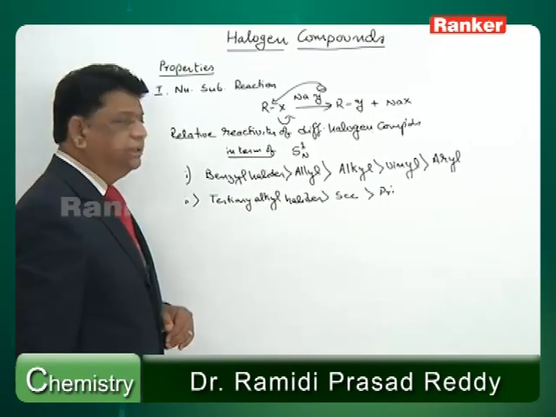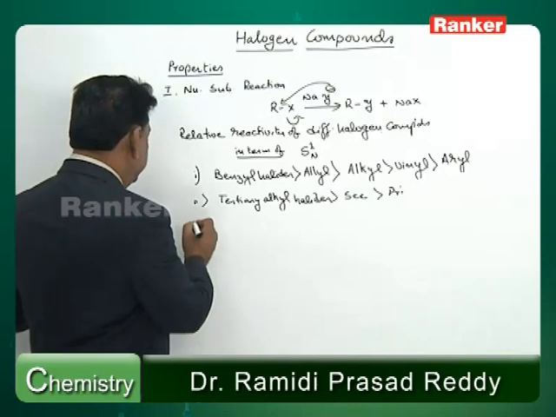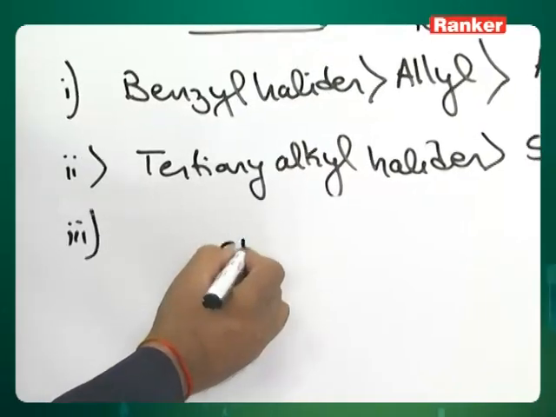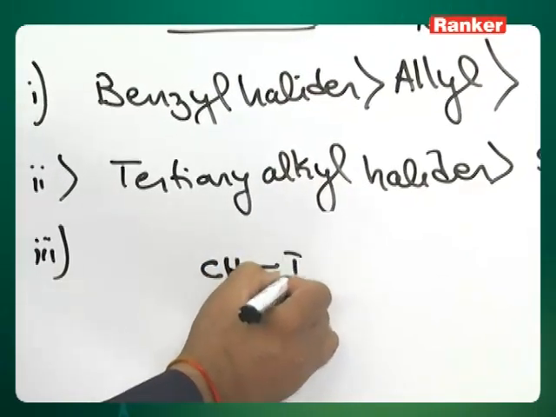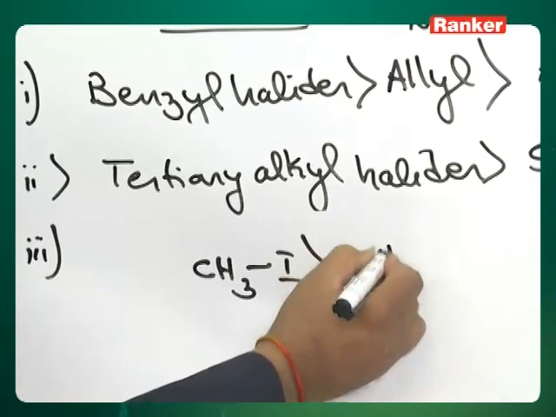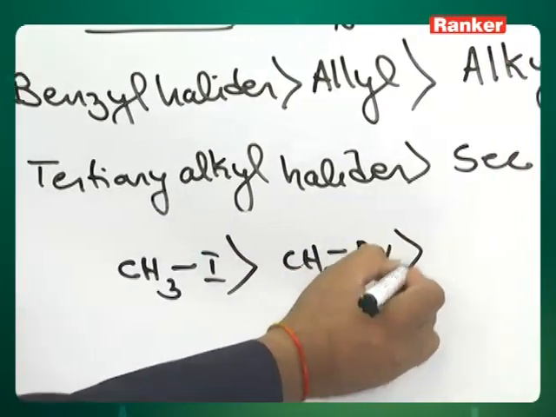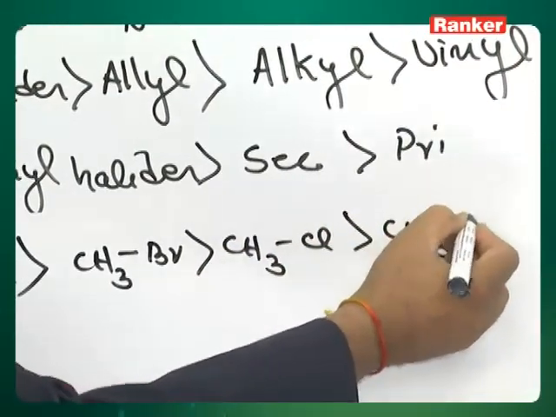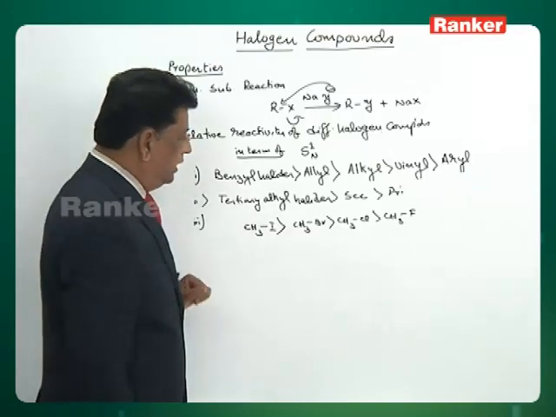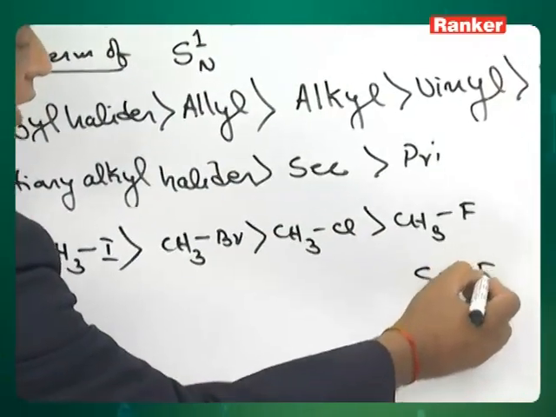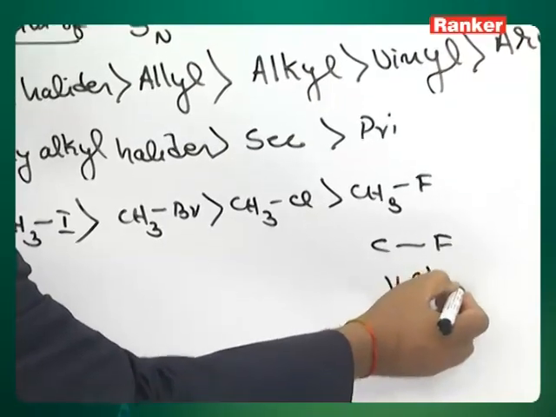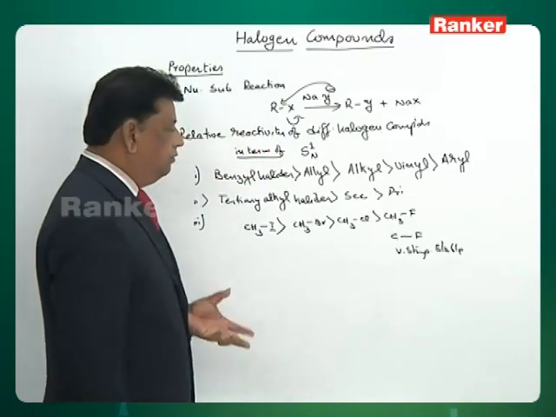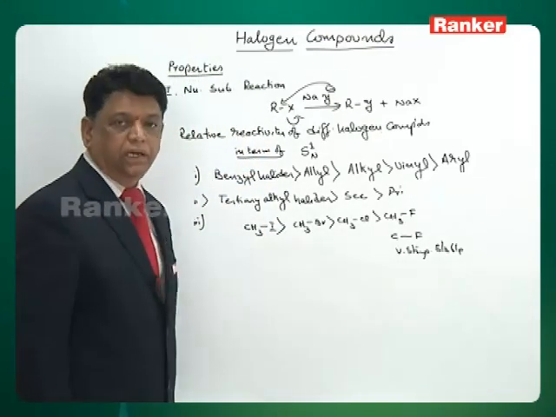If all belong to the same category, say all are primary, then you can have another order. If all are methyl halides, then methyl iodide is more reactive than methyl bromide, than methyl chloride, than methyl fluoride. The order can be justified: if you consider the C-F bond, it is a very strong and stable bond. Remember that the fluorine-carbon bond is very strong and stable, and cannot be hydrolyzed fast.